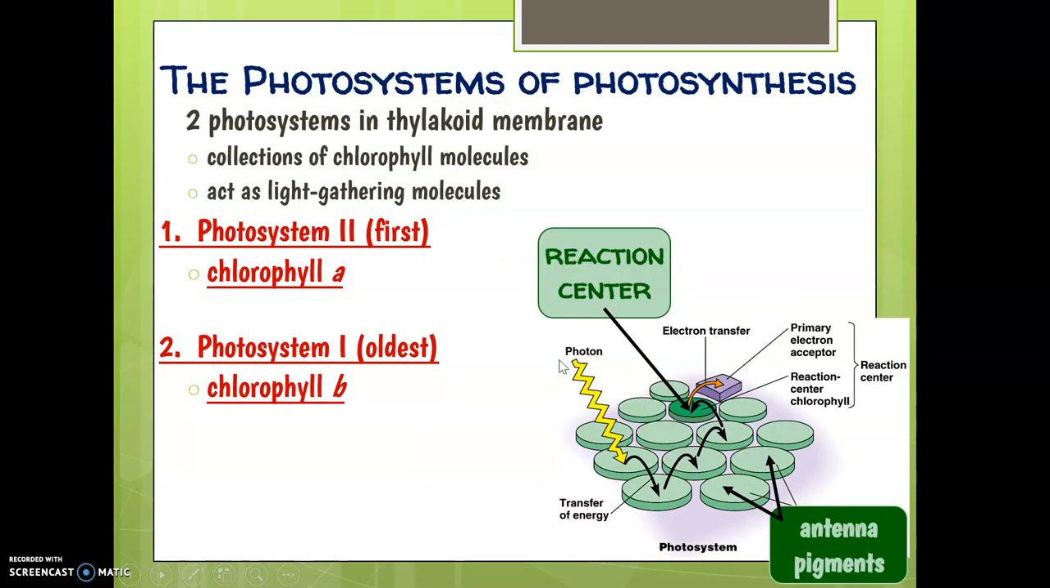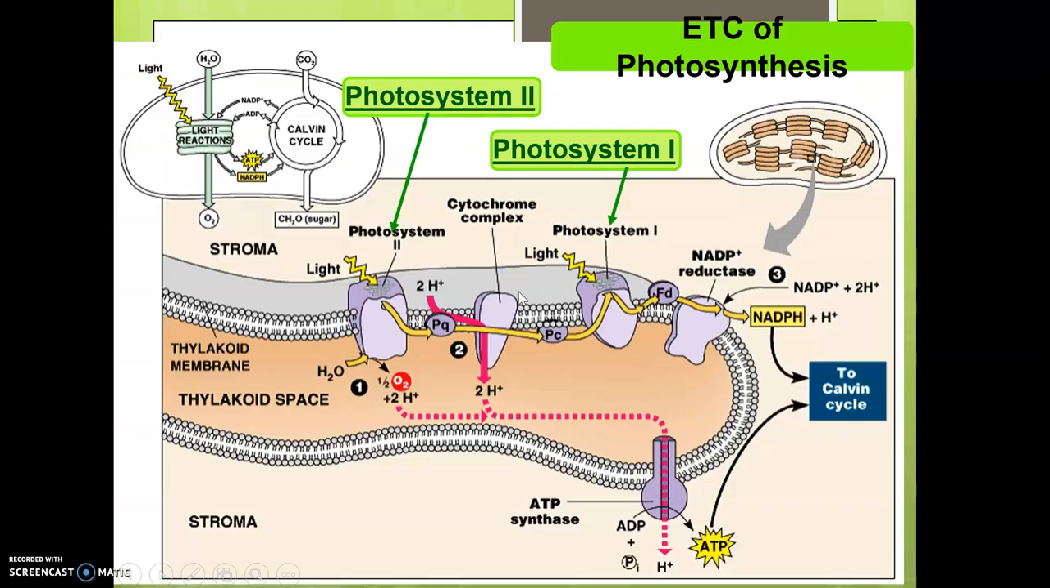So now let's go over the photosystems of photosynthesis. So you have two different photosystems in the thylakoid membrane. So they act as light gathering molecules, and we have a bunch of chlorophyll connecting here. Okay, so photosystem 2. Now this is kind of confusing because it is labeled number 2, but it is the first photosystem as you saw in that picture of the membrane. Okay, so in photosystem 2 you have chlorophyll A. Photosystem 1 you have chlorophyll B. Photosystem 1 is actually the oldest photosystem evolutionarily.